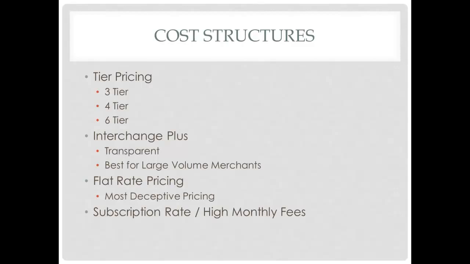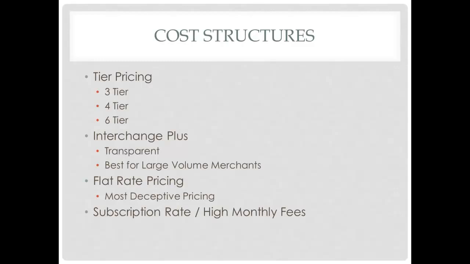Now on 4-tier, you have your same qualified, mid-qualified, and non-qualified. The only difference is that the check cards have their own qualified rate. So the qualified rate is split. The main difference to remember here is that the difference between 3-tier and 4-tier is that 4-tier splits the qualified rate between check cards and credit cards.